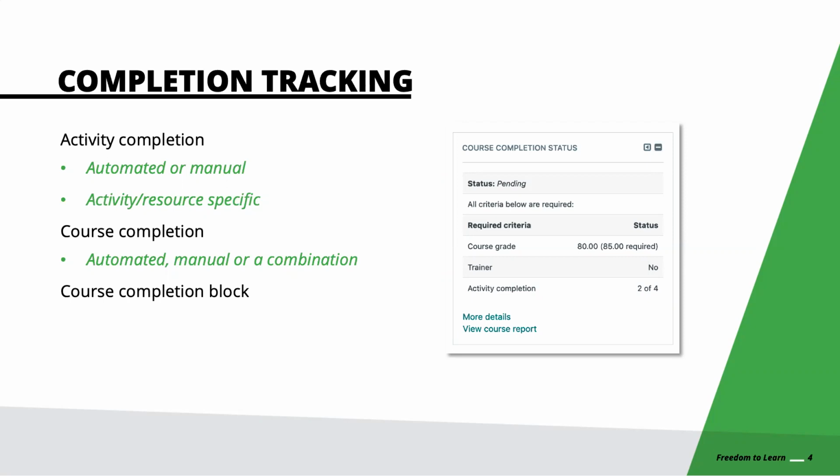There's also the course completion block, which you can add to your courses, which can display to an individual what they've got left to do. Some courses are very big and have a lot of completion requirements, and it's important so the learner knows your expectations of them and what they've done and what's left to do.